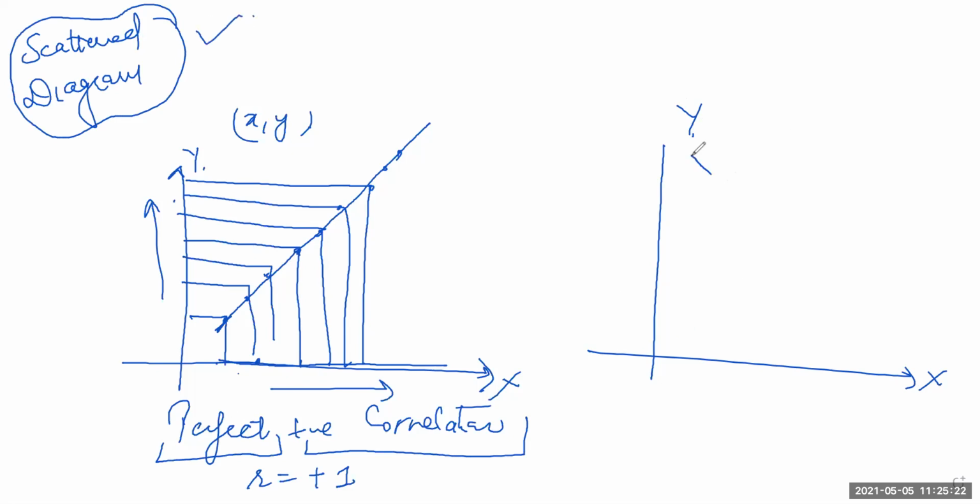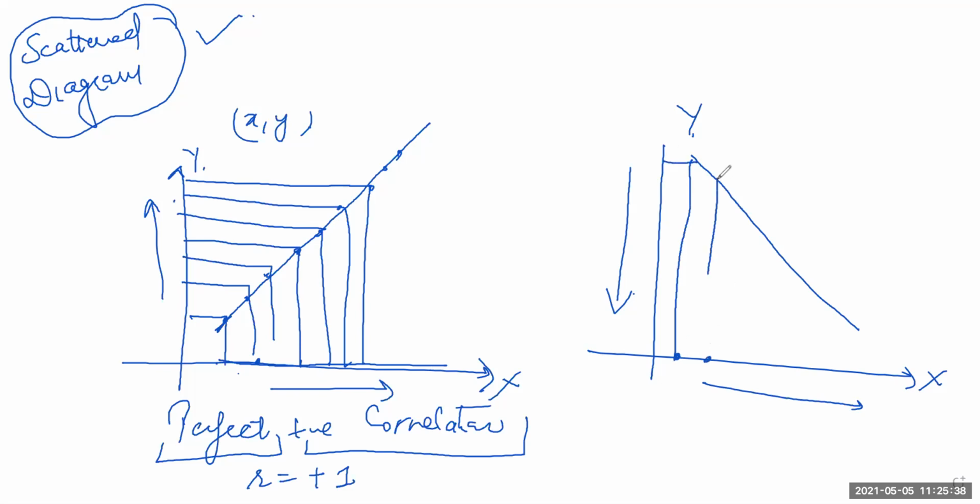If the value of x is increasing but the value of y is decreasing and all the points lie on the same line, suppose you start from here. First of all you have got the highest value here, then the next point, here you have got the next value. So your values are decreasing. As x increases, y decreases.